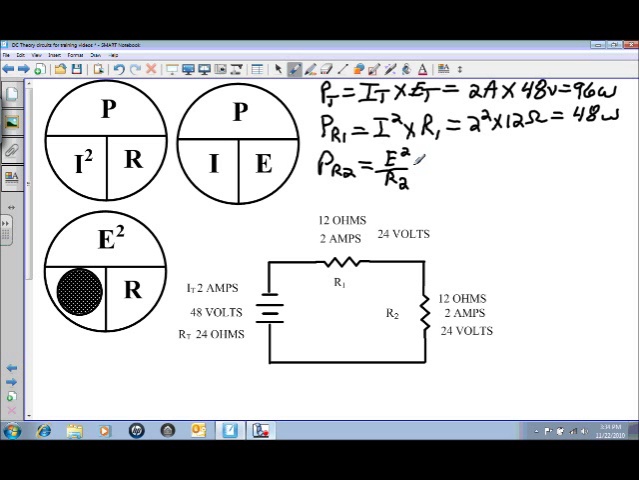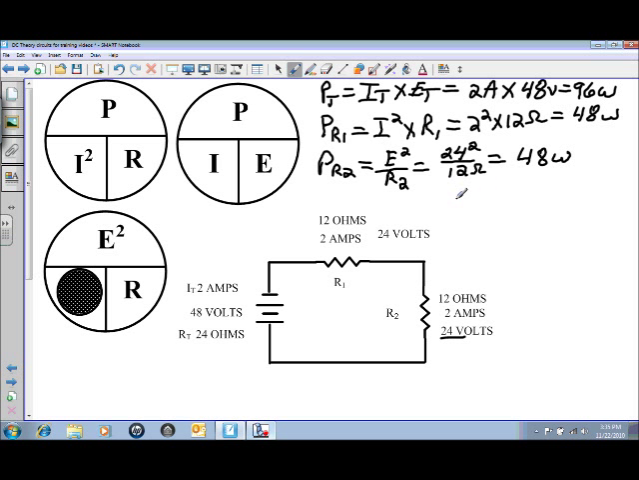Now you got to make sure to use the appropriate values because it's the voltage drop at R2. So we're going to be using this value. So it's going to be 24 volts squared, divided by 12 ohms. Once again, just making sure to use the appropriate values for your calculations. And if you plug that into a calculator, it should be 48 watts.